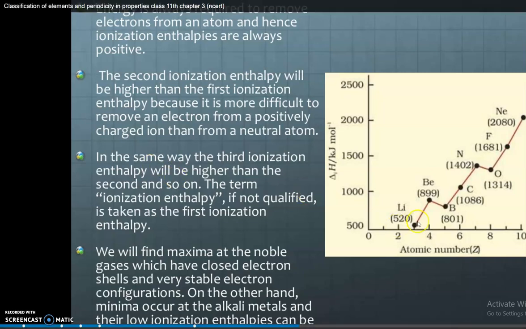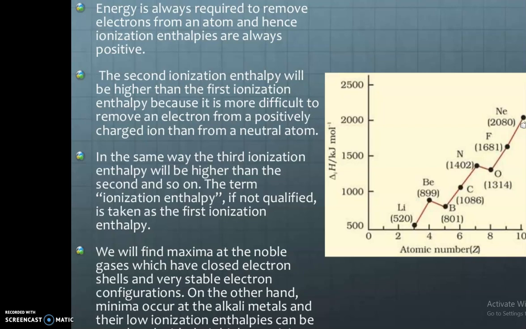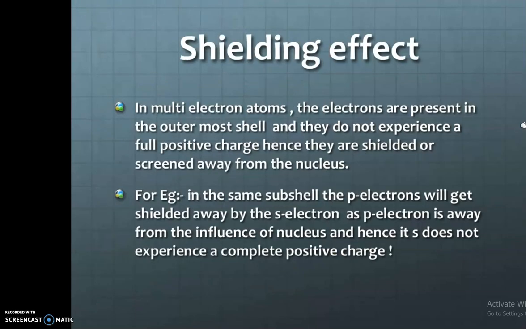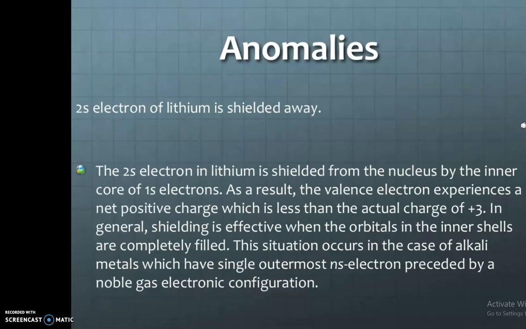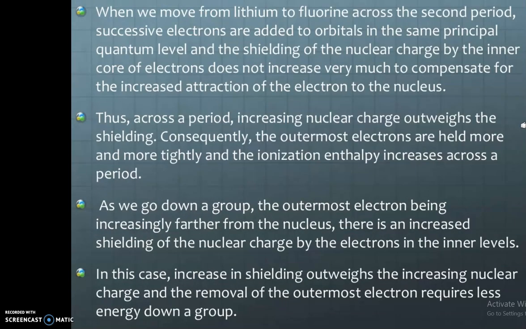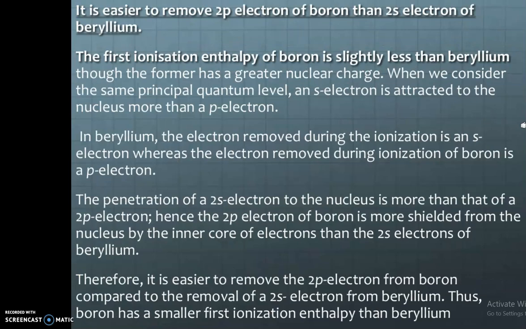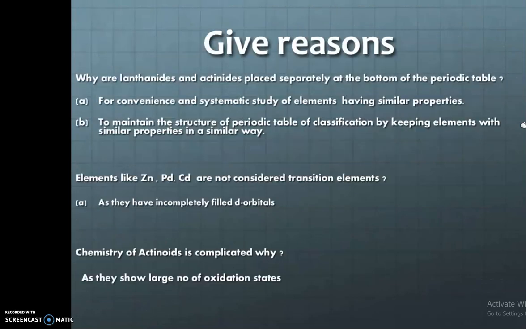Here you can see the trend in the ionization energy in the first group elements. In a group, the ionization energy decreases, but across a period, the ionization energy increases. One of the anomalies is lithium.